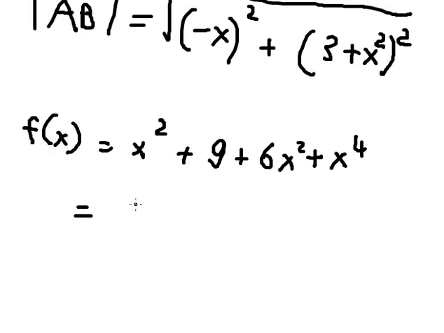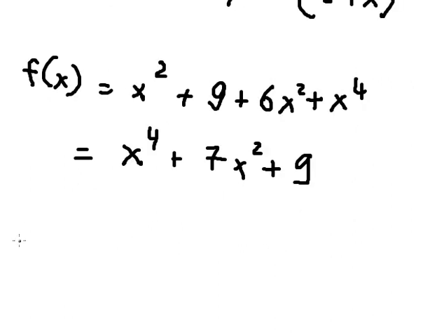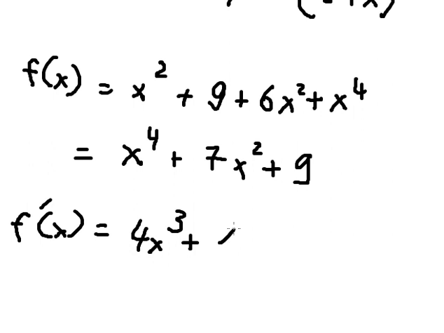Now we simplify this one and this one. We have 7s squared. Now we need to do the first derivative f prime of s, and we have 4s to the power of 3 plus 14s. So this one is 4s to the power of 3. This one we have 2s, that's why we have 7 times 2. This one is the constant, so you get 0.